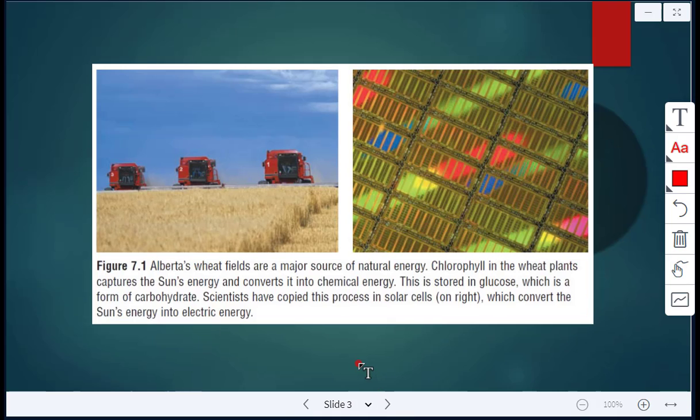Here we're looking at Alberta's wheat fields, the major source of natural energy. Chlorophyll in the wheat plant captures the sun's energy and converts it into chemical energy. It's stored in glucose. Glucose is a form of carbohydrate. Scientists have also copied this process of photosynthesis in solar cells, which are able to convert the sun's energy into electric energy.